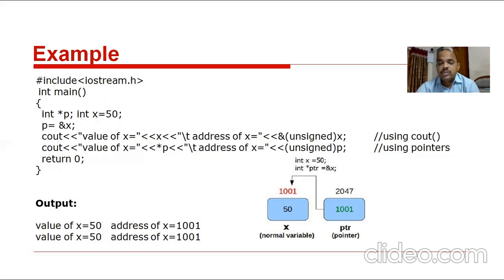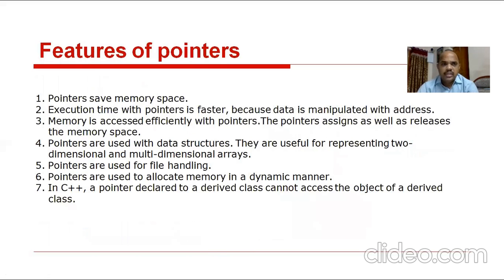So what is the definition of a pointer? A pointer is a variable, a memory variable, which holds the address of another variable. Here ptr is a pointer variable. It holds the address of x. These are the features of pointers.